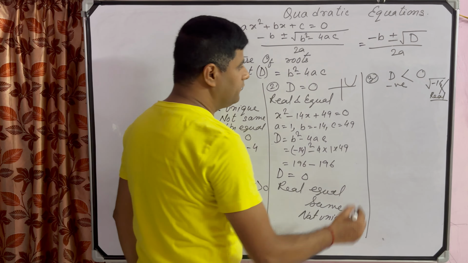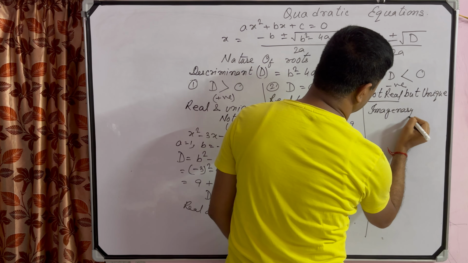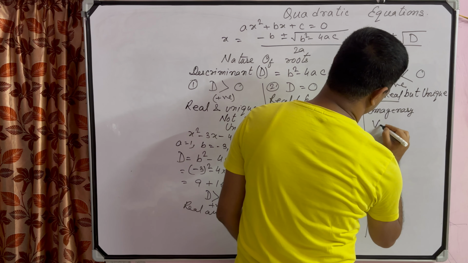Getting it? Okay. In your book, maybe it is written only as not real, but better you write down not real but unique. I mean to say, instead of not real, you can write here that it is imaginary, or you can say virtual.